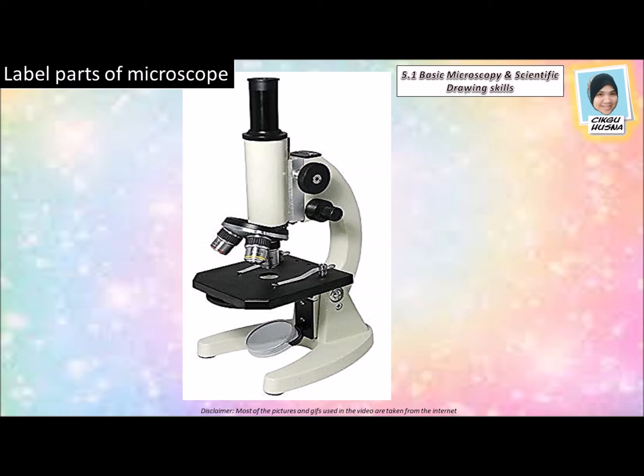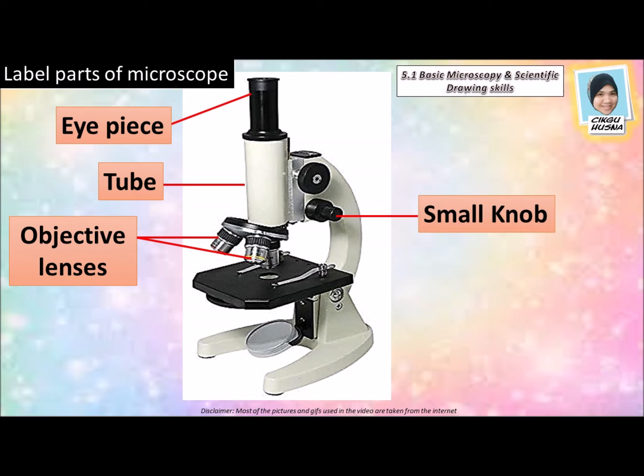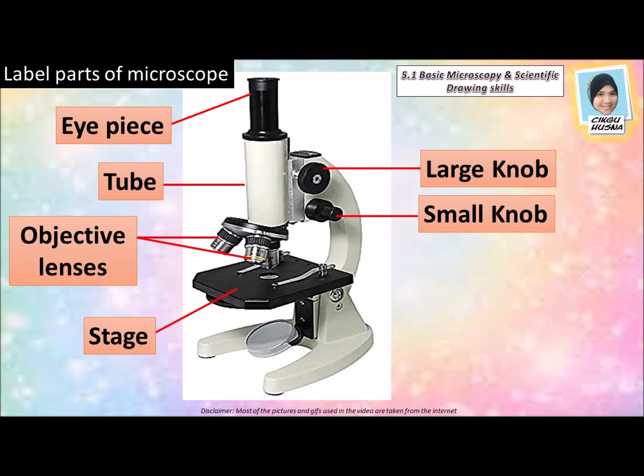Parts of microscope. This is the eyepiece. Under the eyepiece, that is the tube, and under the tube you will see objective lenses. And you can see next to the objective lenses is the small knob, and the black surface is the stage. Above the small knob is a large knob. On the stage, you can see metal clips, and under the stage, you can see a mirror. Those are the parts of microscope.